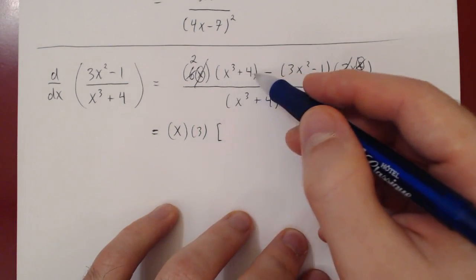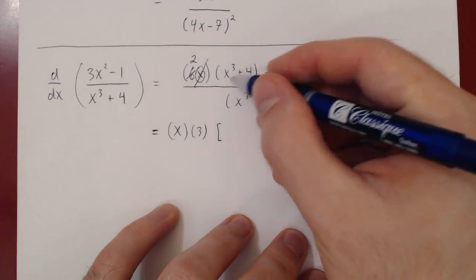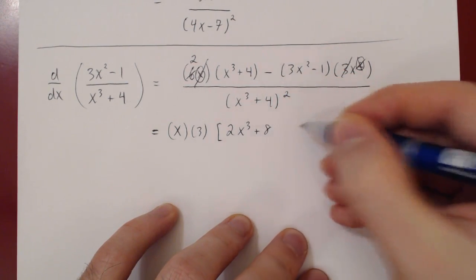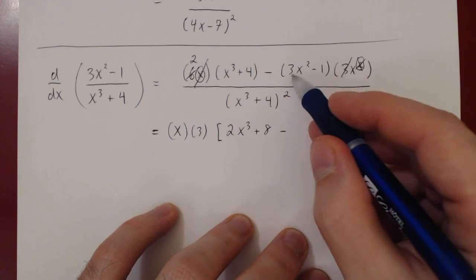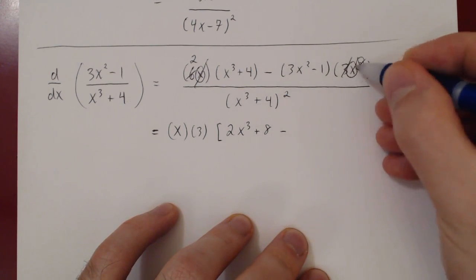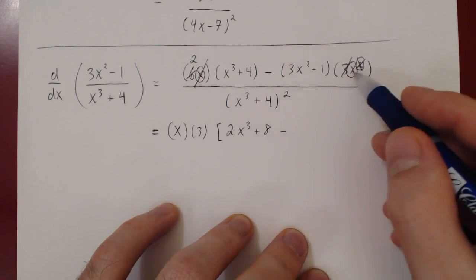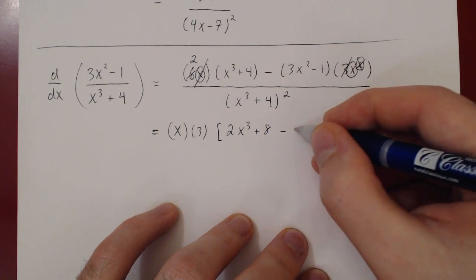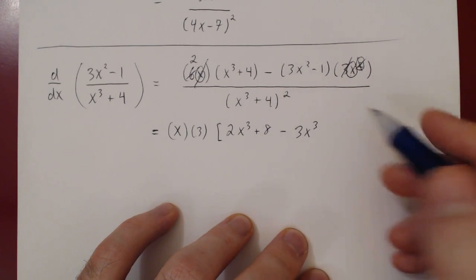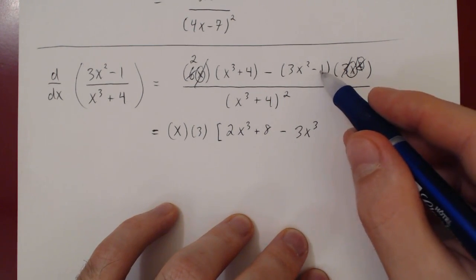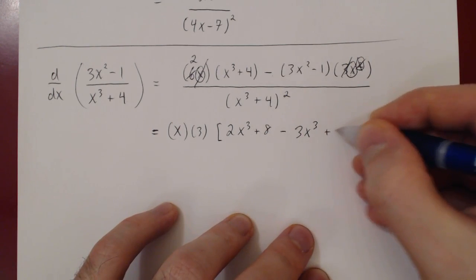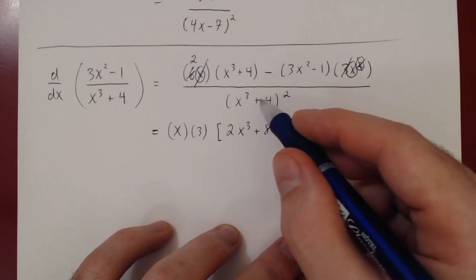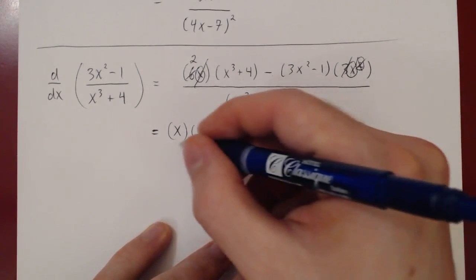Let's see what we're left with. 2 times x cubed plus 4 will give you 2x cubed plus 8 minus 3x squared minus 1 times the leftover x. Well, x times 3x squared is 3x cubed minus that, so minus 3x cubed. x times negative 1 is negative x. Negative of that, positive x. And that's our numerator, of course, all over x cubed plus 4 squared.